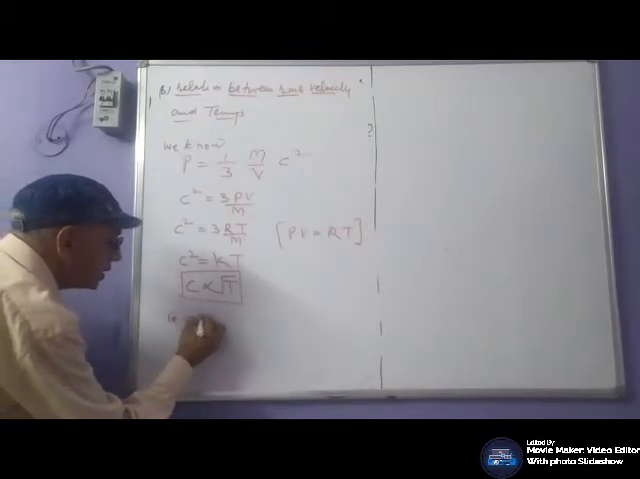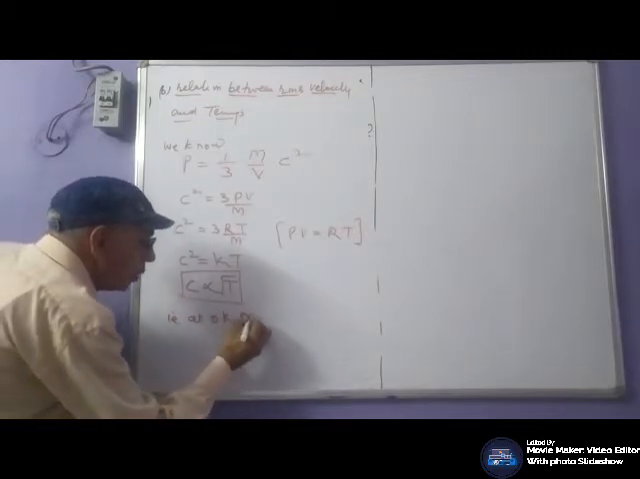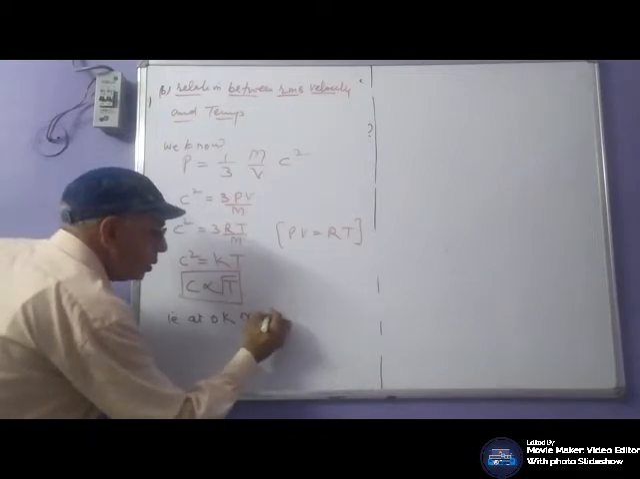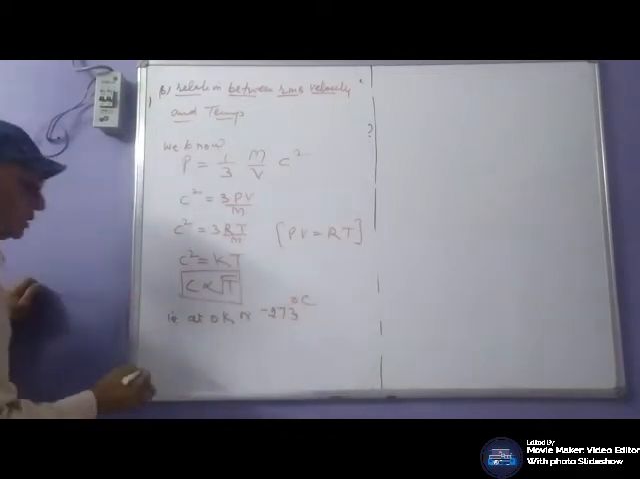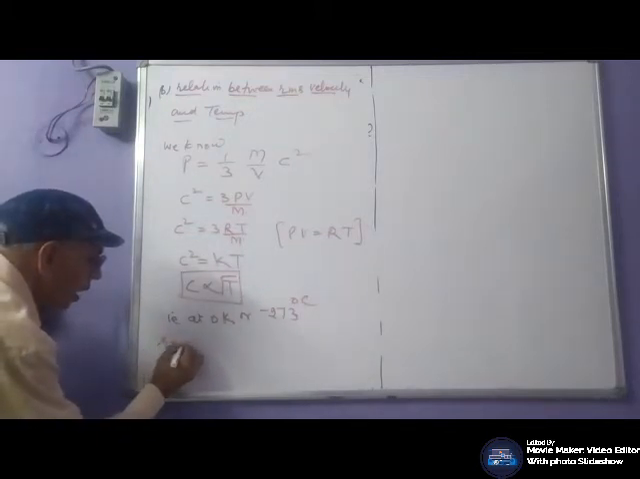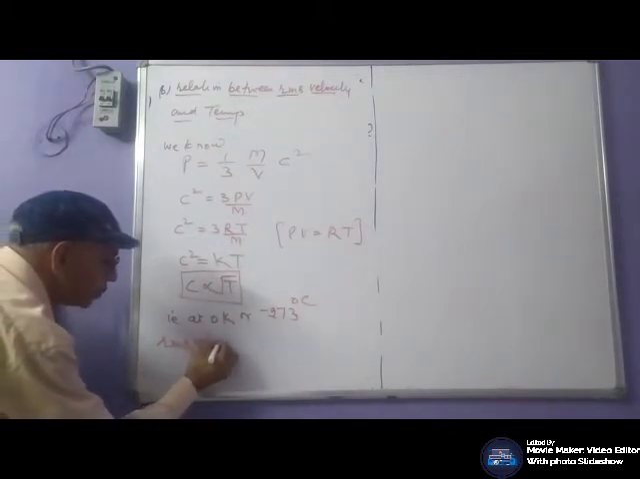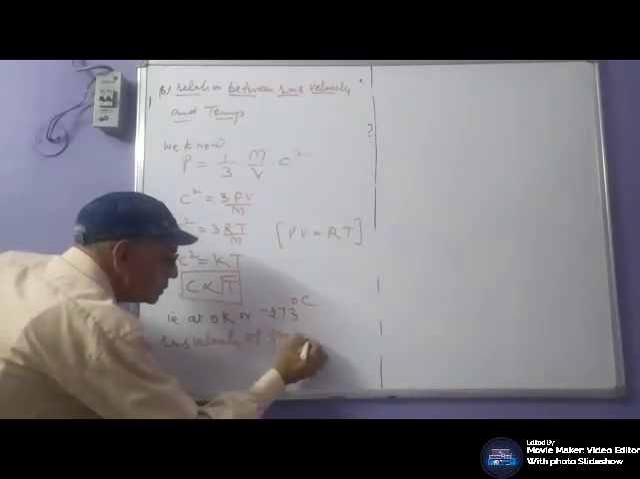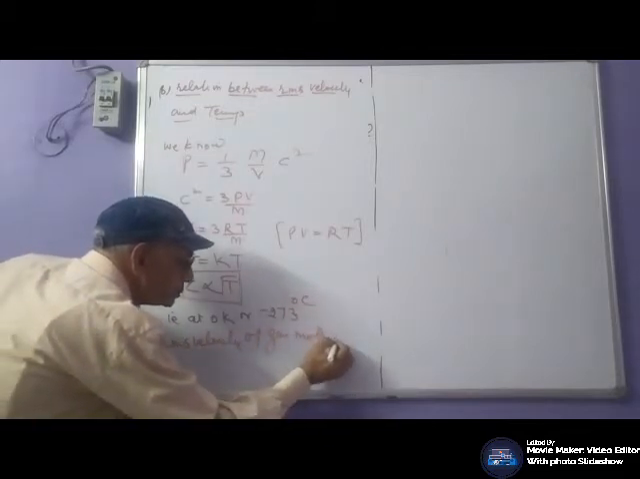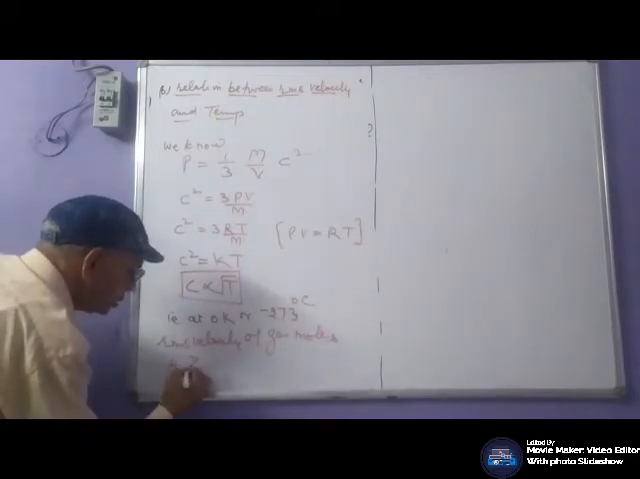That is, at 0 Kelvin, or minus 273 degrees Celsius, the RMS velocity of gas molecules is 0.